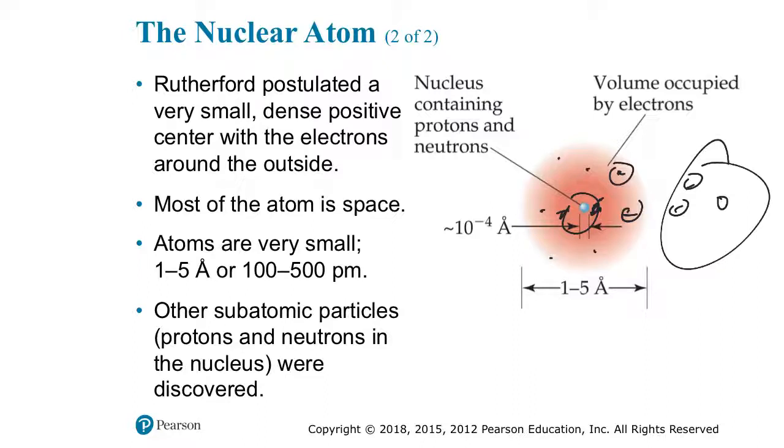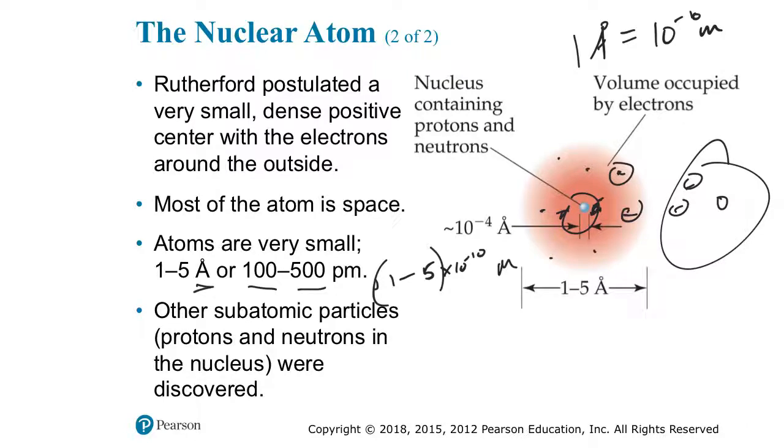So the atom size is about 1 to 5 angstrom. It's about 100 to 500 picometers. An angstrom, 1 angstrom is 10 to the minus 10 meter. So the size you could also think of as about 1 to 5 times 10 to the minus 10 meters. So pretty small in terms of the size of the atom. I like to say the atom's so small we actually make up a unit to describe how small it is.